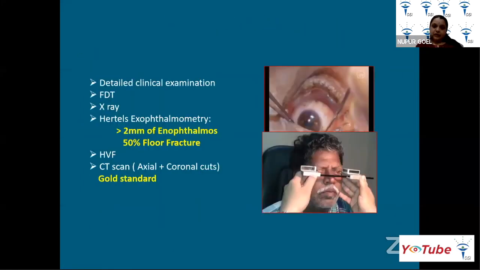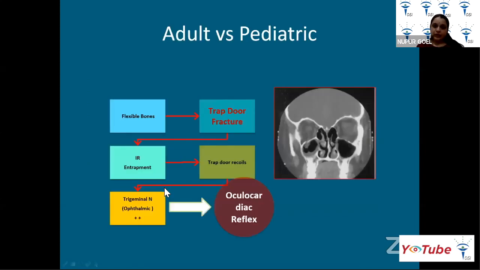So as I said, in case of a suspected orbital fracture, you need to do a detailed clinical examination, do a forced duction test, X-ray, but a CT scan with axial and coronal cuts with 2 mm cuts, as I've already described, is the gold standard. Do a Hertel's exophthalmometry for 2 mm of enophthalmos. And in case you feel that there is diplopia or limitation of movement, do a HVF later on.